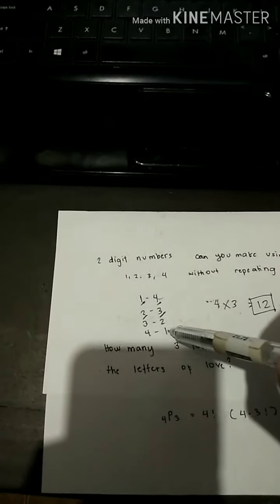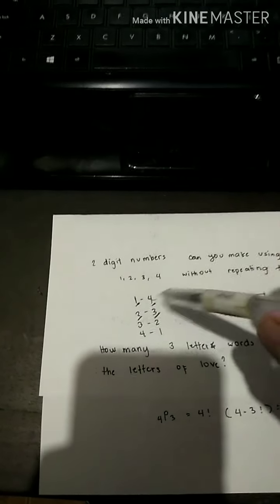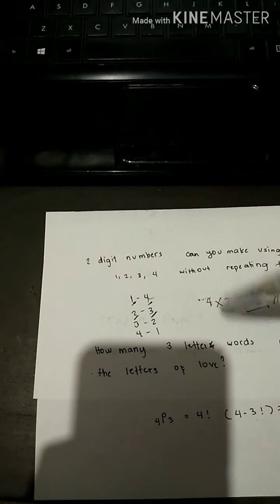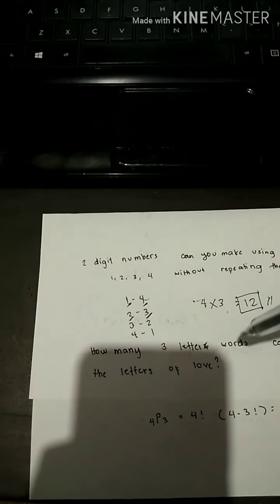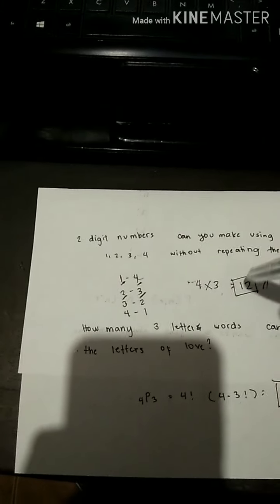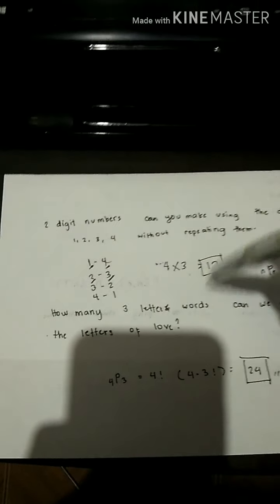4 minus 1, since 1 digit is used already. Using the counting principle, the number of 2-digit numbers that we can make using 4 digits is given by 4 times 3, which is equal to 12.